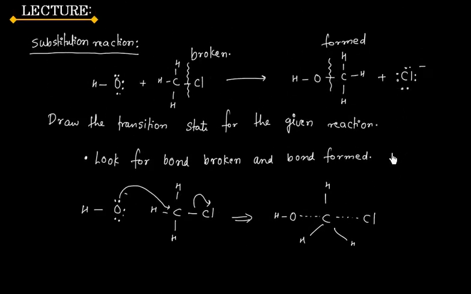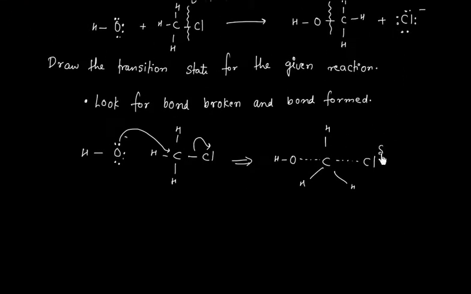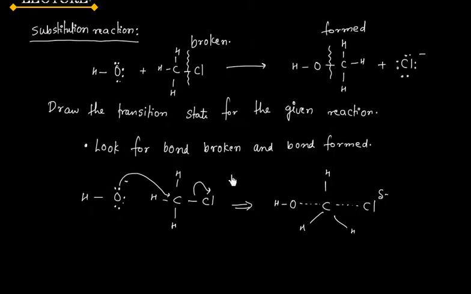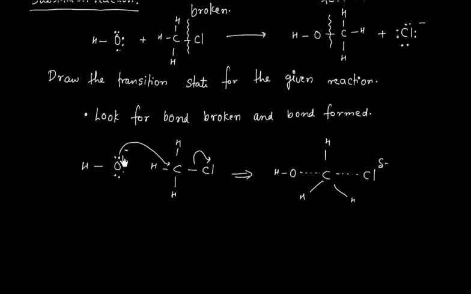Finally, chlorine leaves with a negative charge, so in transition state it will have some negative charge. Finally, oxygen has no negative charge, so this negative charge is reducing, so it will have some negative charge. So this is the transition state.